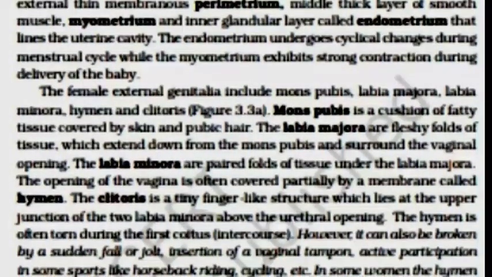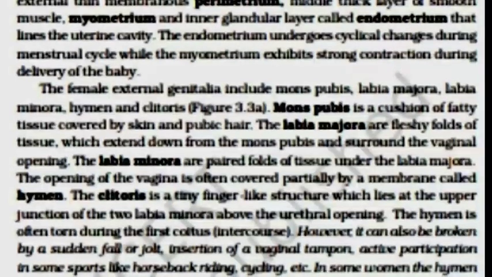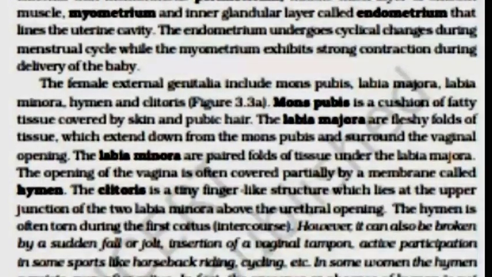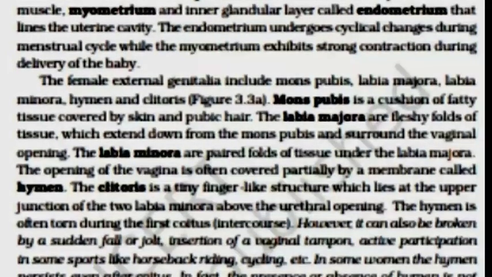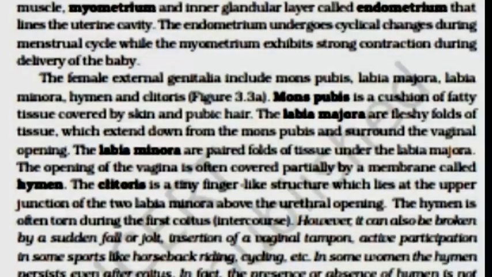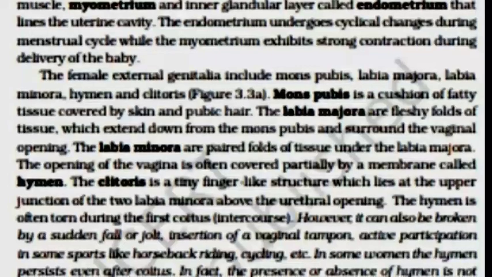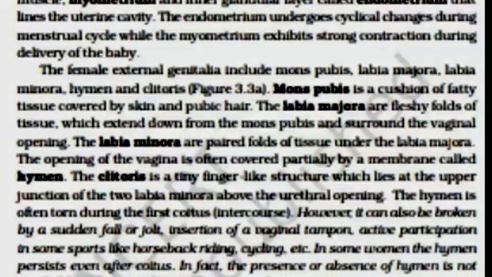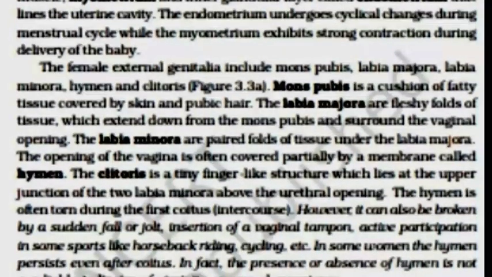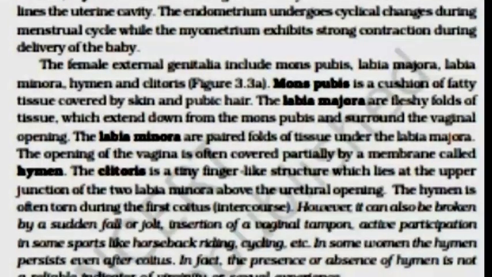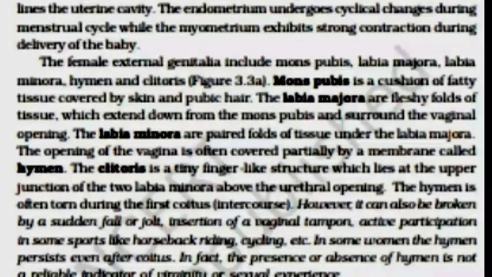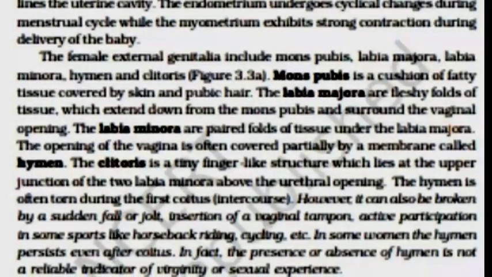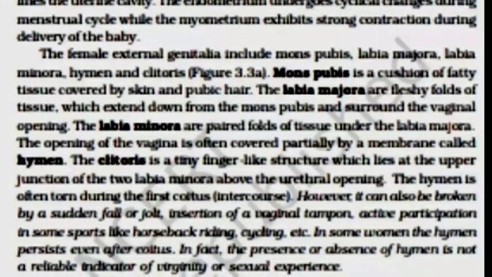The opening of the vagina is often covered partially by a membrane called hymen. The clitoris is a tiny finger-like structure which lies at the upper junction of the two labia minora above the urethral opening. The hymen is often torn during first coitus, intercourse.